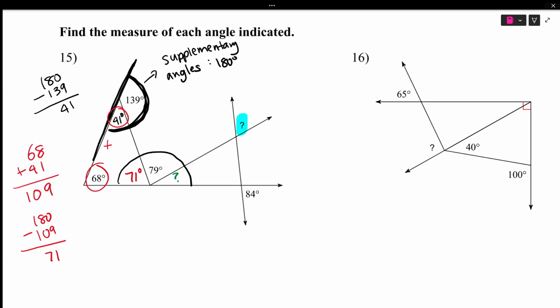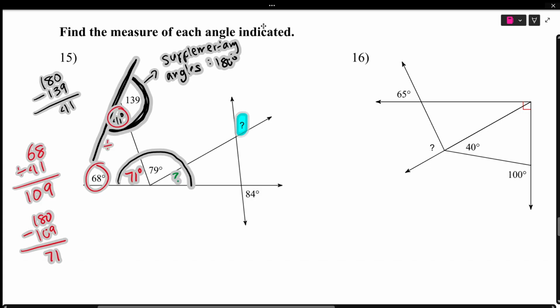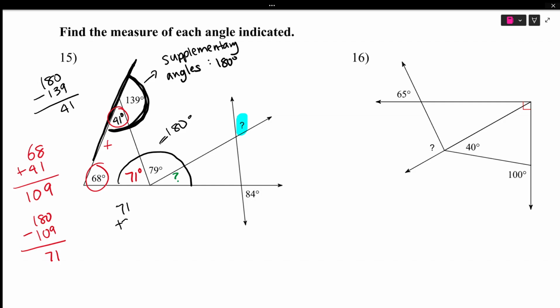Now all those three angles, again, they have to add up to 180. So I'm going to do the same thing. 71 plus 79 is 150. And if these both together are 150, what's the leftover? You have to subtract here. 180 minus 150 is 30 degrees. So that missing angle is 30 degrees.